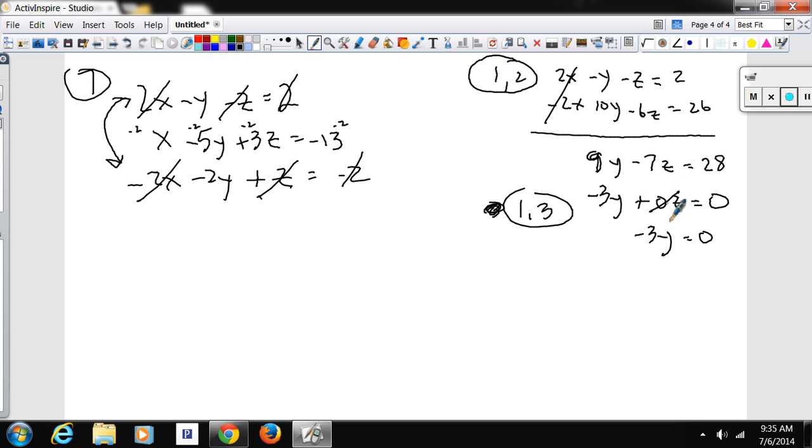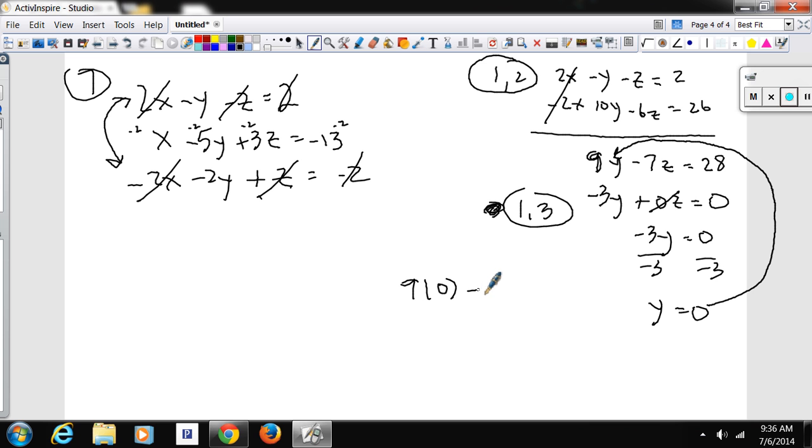Now if the z's had not canceled out, you could have just now eliminated one of these two and you would have solved for z. In this case I don't have to eliminate because the z's are already canceling in here. So divide by negative 3 and you're going to get y equals 0. So there's one solution. Take that 0 for y, plug it back up into this equation where that just had y and z. So 9 times 0 minus 7z, 7z, not 2z, sorry, equals 28. 9 times 0 is just 0, so divide by negative 7, you get z equals negative 4.